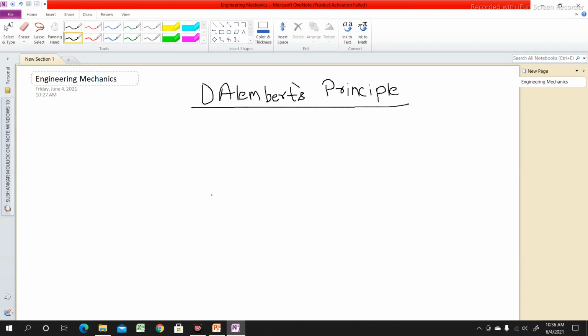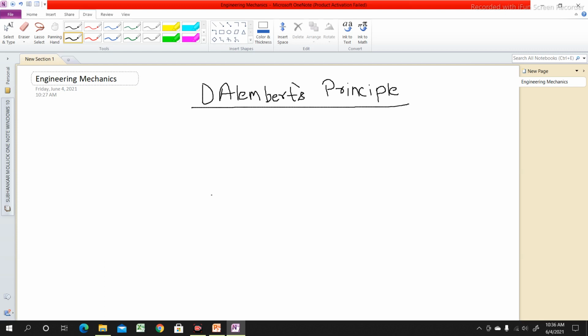I hope my white screen is visible to you, in which I have written D'Alembert's principle. What is D'Alembert's principle? It states that the system of forces acting on a body which is in motion is in dynamic equilibrium with the inertia force of the body.